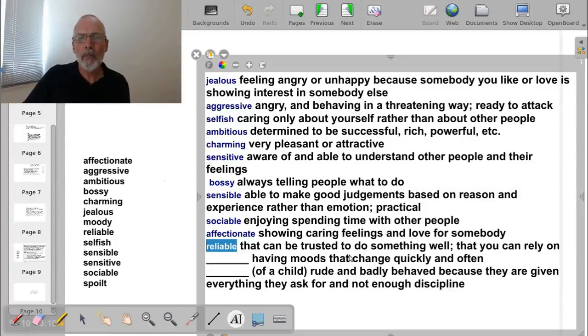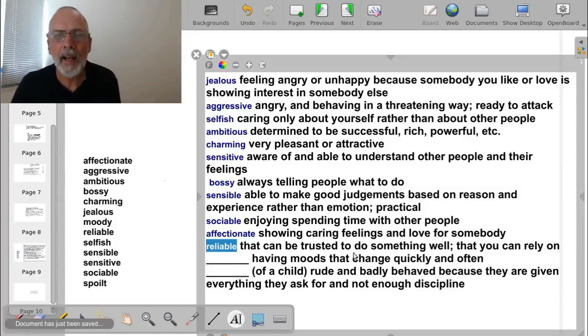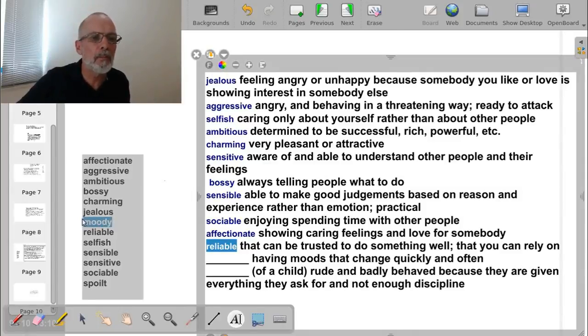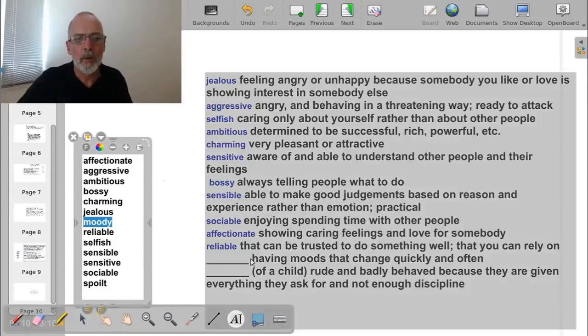Next one, having moods that change quickly and often. A person who one minute is very happy and then very sad and then very angry. What do we call that person? Moody. That person is moody.